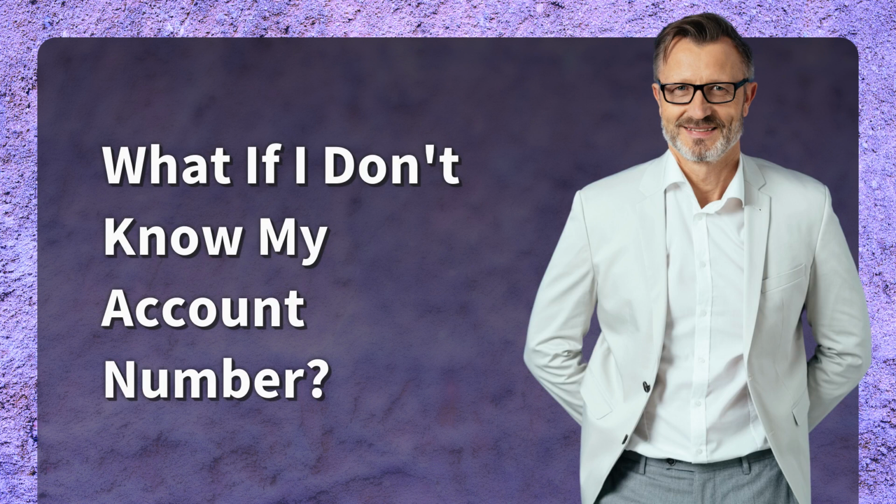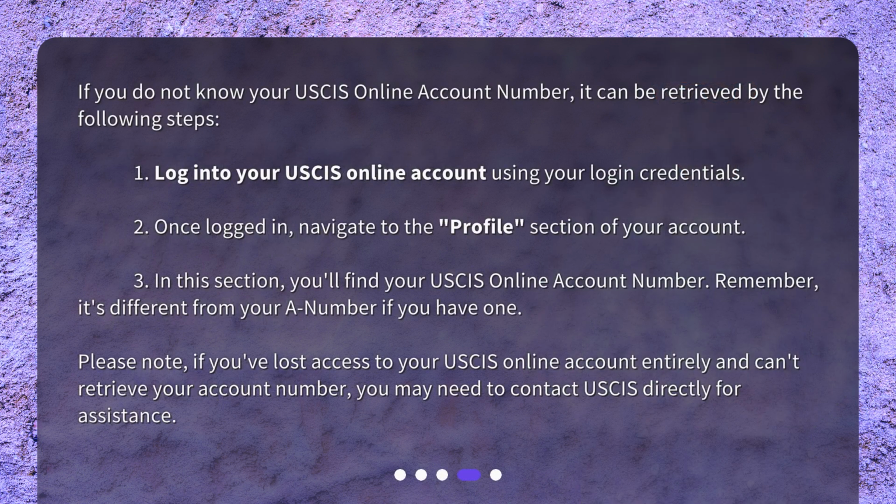What if I don't know my account number? If you do not know your USCIS online account number, it can be retrieved by the following steps. 1. Log into your USCIS online account using your login credentials. 2. Once logged in, navigate to the Profile section of your account. 3. In this section, you'll find your USCIS online account number. Remember, it's different from your A number if you have one.